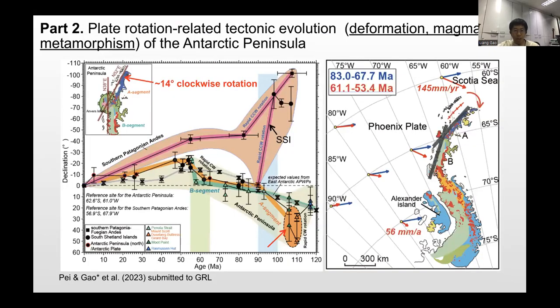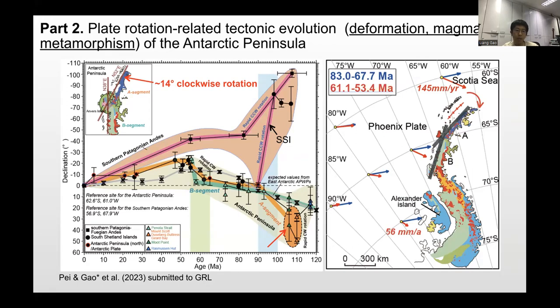Okay, using this data, we reconstructed the systematic variation of the declination. And we also put in some paleomagnetic data from the Southern Patagonian Andes. We can see that the paleomagnetic data from the South Shetland Islands show a very quick counterclockwise rotation from about 100 million years ago to 90 million years ago. This pattern is similar to the data from the Southern Patagonian Andes.